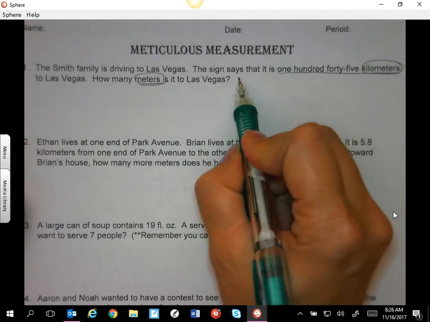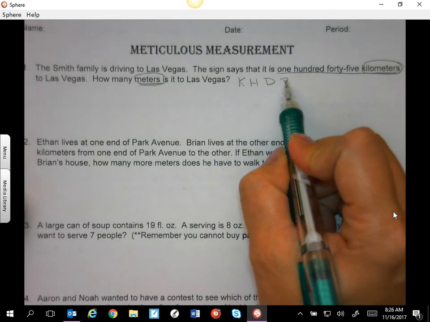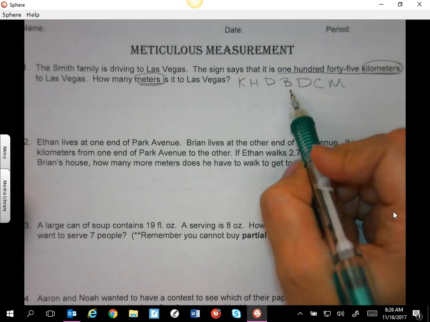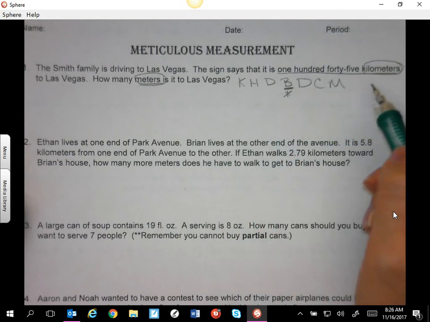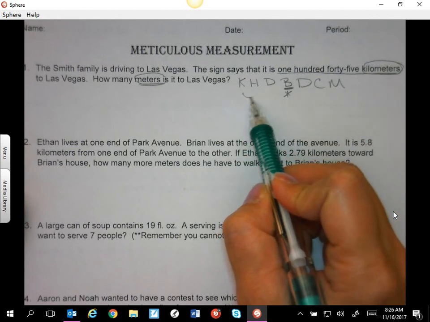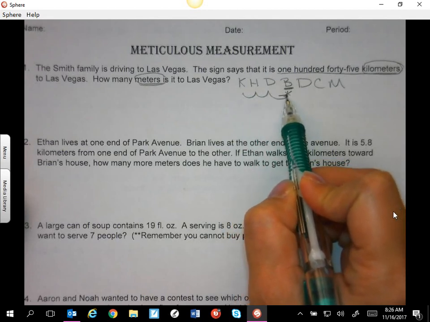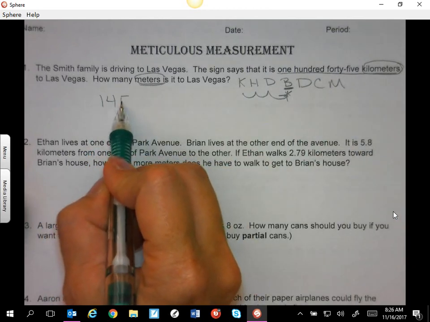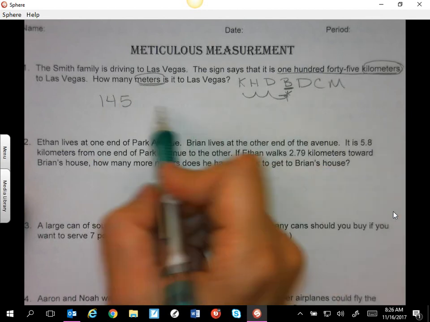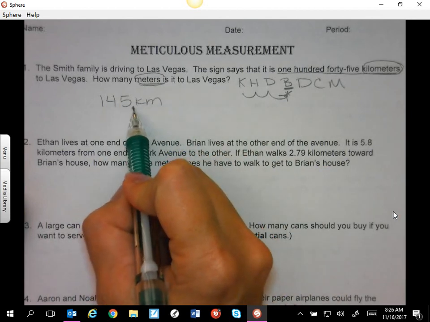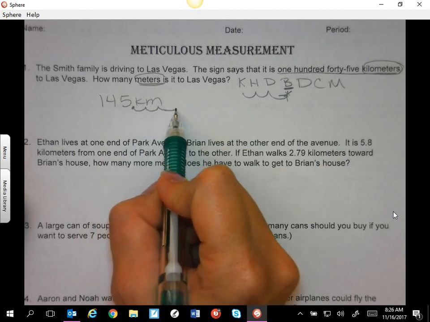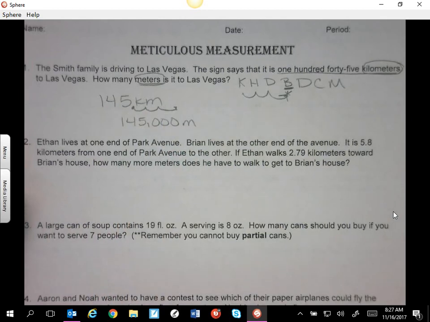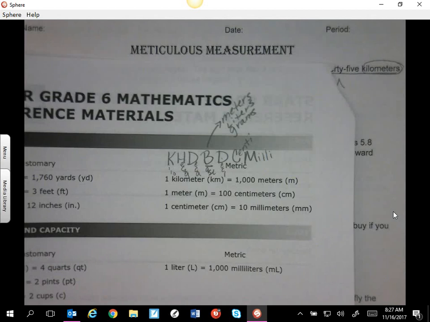Okay, so this is your King Henry. King Henry died by drinking chocolate milk. So meters is a base. This is where we want to end up, and we're at kilometers. So we're going to go 1, 2, 3 to the right. So we got to write this, 145 kilometers. Here's the decimal. We're going to go 1, 2, 3 to the right. So that is going to be 145,000 meters.